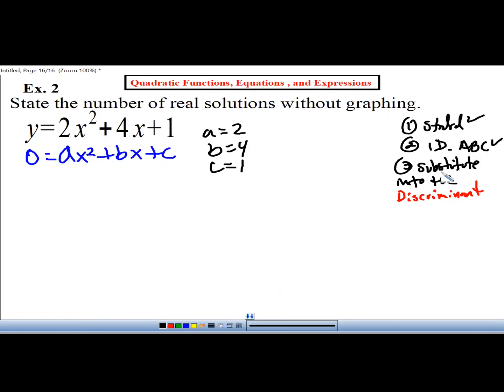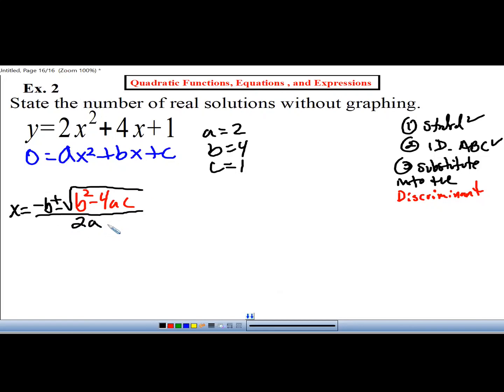Step 3 says substitute into the discriminant. You're like, what is that, Mr. Q? Let me show you. Look up. The discriminant is b squared minus 4ac. Where did that come from? Well, it comes from here. X equals minus b plus minus square root b squared minus 4ac over 2a.